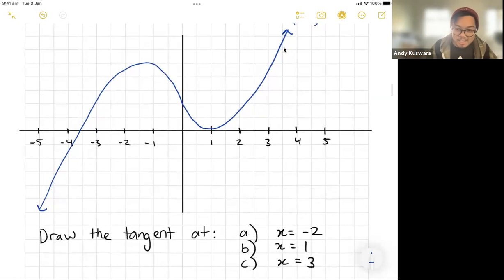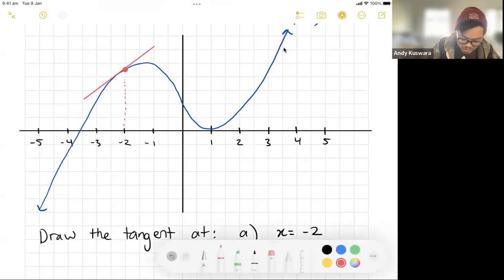We want to draw the tangents at three different locations: x equals -2, x equals 1, and x equals 3. Let's do that, and I'll do them in red. If I'm saying x equals -2, that's down here. So I'm going to go up until I find my actual graph. And the tangent at that point means I'm going to try my best here. I'm going to try a bit better.